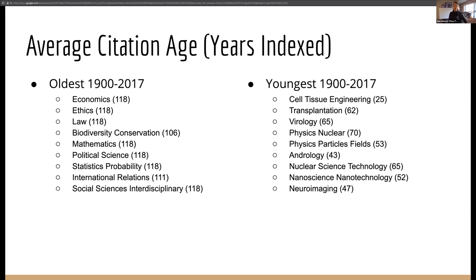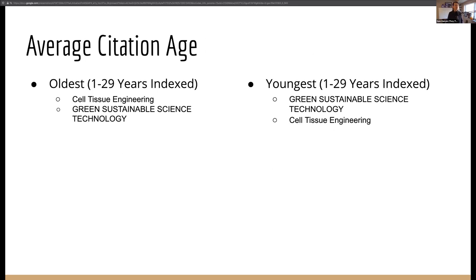I'm going to fly through a few different things here. If anyone sees something they're really surprised by, just put it in the chat and we can discuss it. I looked at the ones that have only been indexed from 1 year to 29 years. That turns out to be 2 disciplines. Green sustainable science technology has been indexed for 1 year, and cell tissue engineering has been indexed for 25. So I've decided not to be interested in this segment of index subjects.